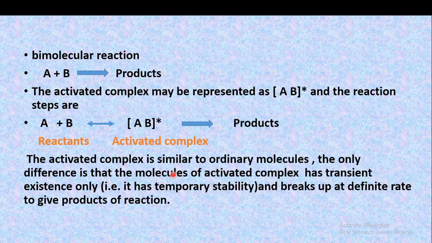The activated complex is similar to ordinary molecules. The only difference is that the molecules of the activated complex have only transient existence, meaning temporary stability, and break up at a definite rate to give the products of the reaction. So the reactants A and B form the activated complex, which has only temporary existence, and it breaks up to form the products, or it may form the reactants back.